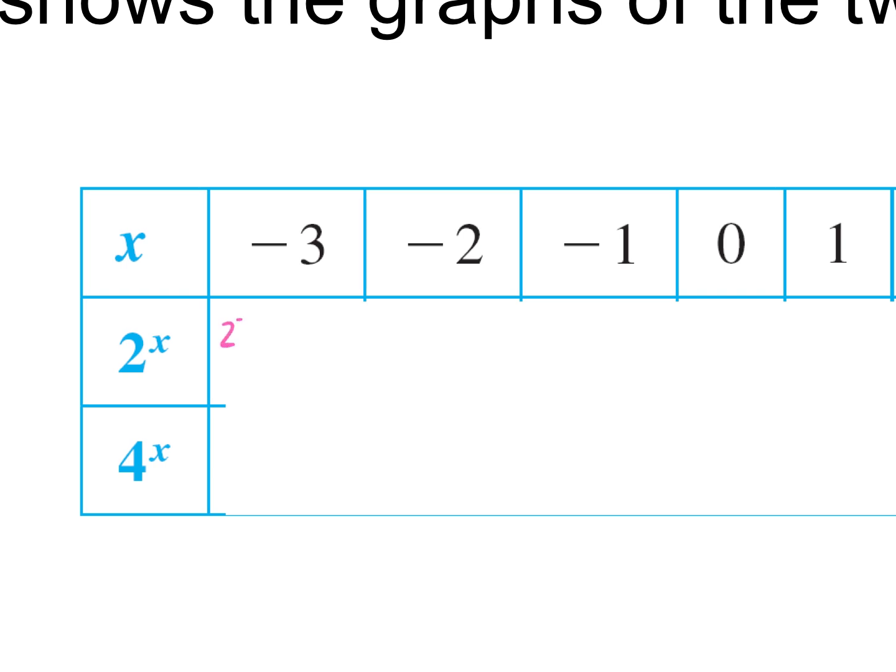If I have 2 to the power of negative 3, what does a negative exponent do to the number? It puts it in the denominator. Perfect. So it'd be 1 over 2 cubed, which would be 1/8. Awesome. So our first point would be negative 3, 1/8. Next, we'd plug in negative 2. So 2 to the power of negative 2 would be 1 over 2 squared, which is 1/4. Then when we plug in negative 1, we get 2 to the power of negative 1, which would be 1/2.